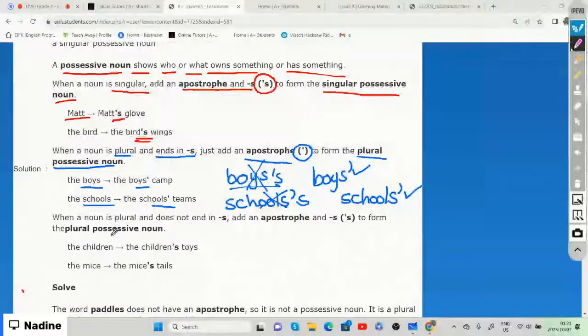And then when a noun is plural and it does not end in an S, we need to add an apostrophe and S. So we now add an apostrophe and S because our noun does not end in an S. So we basically are going to add the apostrophe and the S at the end of that word, and that is to form a plural possessive noun.